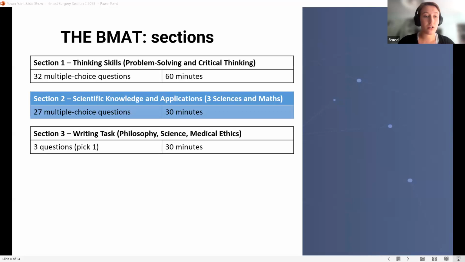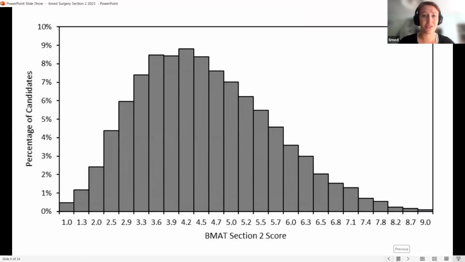Okay, so then section 3 is obviously your essay, where you pick one to answer out of 3 choices. And the choices are normally philosophy, science, and medical ethics. And you get 30 seconds for that one. So 30 minutes for that one, not seconds. That would be incredibly unfair.